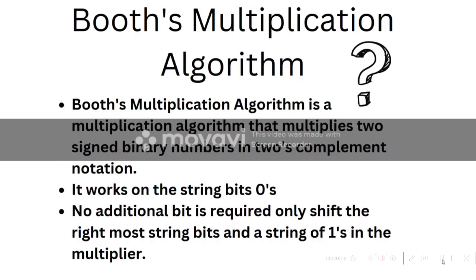So, Booth multiplication algorithm. Booth multiplication algorithm is a multiplication algorithm that multiplies two signed binary numbers in two's complement notation. It works on the string of bit 0. No additional bit is required, only shift the rightmost string bits and a string of ones in the multiplier.